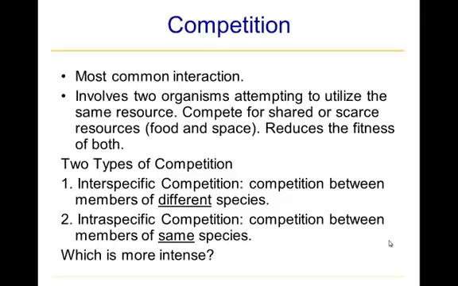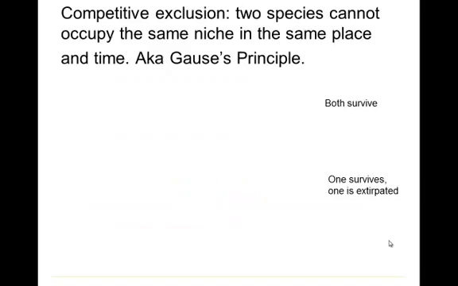Now, an interesting thing is because competition is harmful to both species, it has been selected against by natural selection and evolution. And we can see this in the natural world to some extent. There was a Russian who did a study. His name was Gause, and Gause did a study, and his findings came to be known as the principle of competitive exclusion. And his conclusion from his experiment was simply that 2 species cannot occupy the same niche in the same place and the same time.